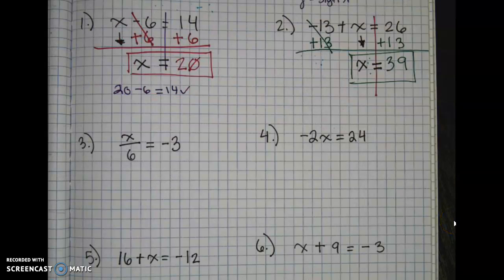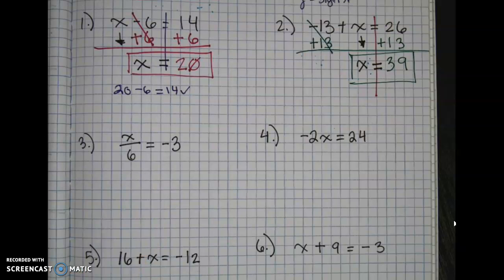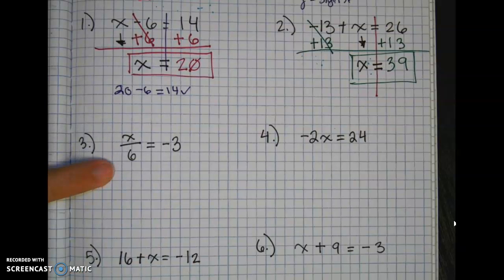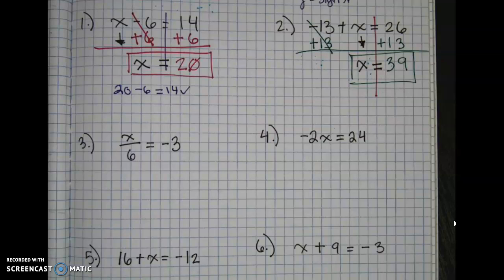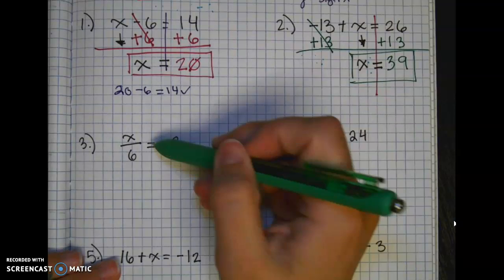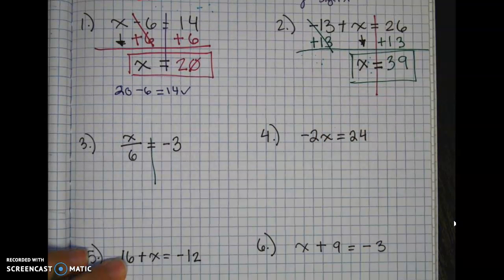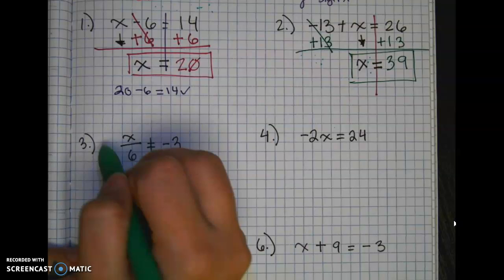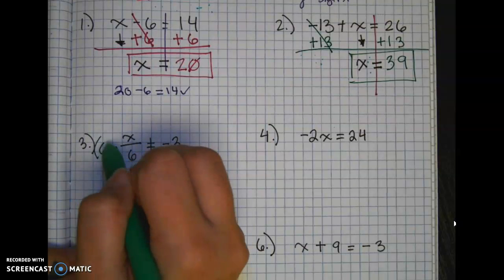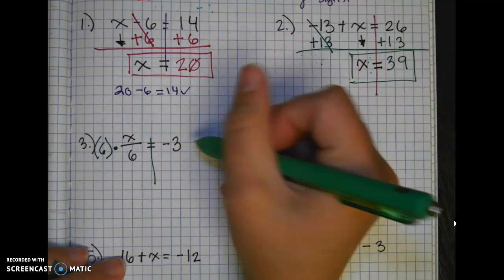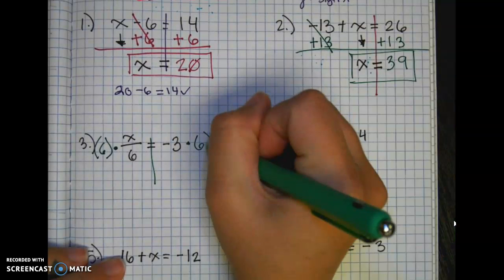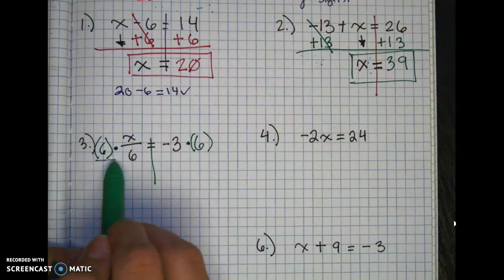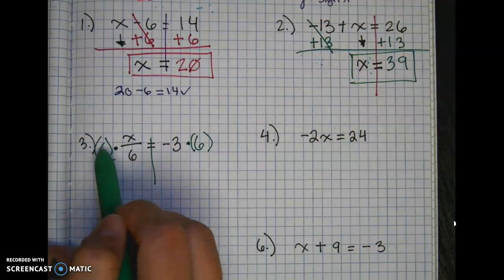So now I'm going to do division. This says x divided by 6 equals negative 3. Well, I need to figure out what x is. But first, I need to get it by itself. So I'm going to draw my line. The opposite of division is multiplication. So I need to multiply both sides by 6. The reason why is because these two will cancel out. Remember, there's an invisible 1 under here, so I can cross multiply.